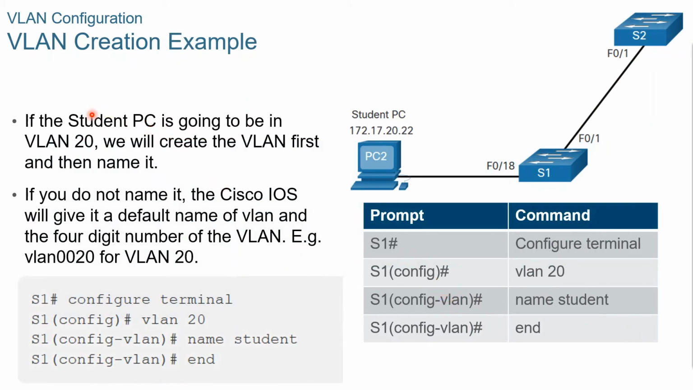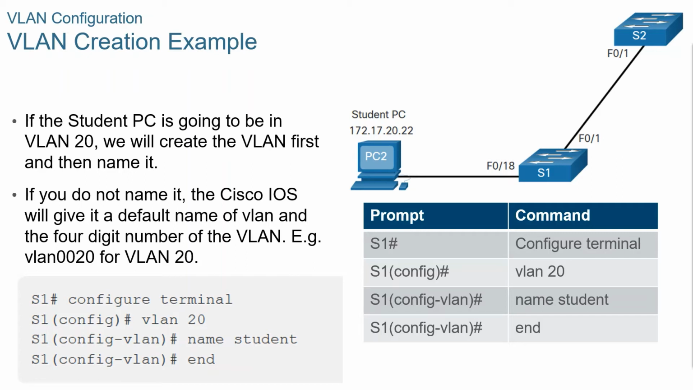Let's have an example here. In the topology, the student computer PC2 has not been associated with a VLAN yet, and it does not have an IP address. So we're going to assign an IP address here. Let's use, for instance, 172.17.20.22, which belongs to VLAN 20. VLAN 20 here uses the block of IP addresses 172.17.20.0, maybe /24.